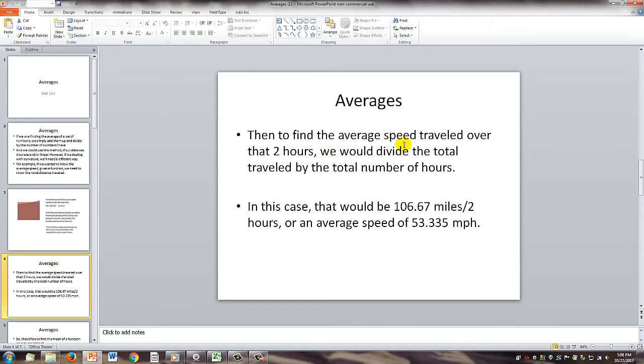So to find the average speed traveled over that 2 hours, you would divide the total distance traveled by the total number of hours. So in this case, for this function, it would be 106.67 miles divided by 2 hours, which gives you your average speed of 53.335 miles per hour.